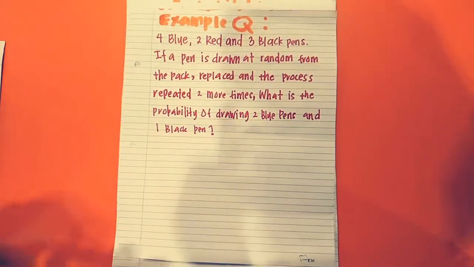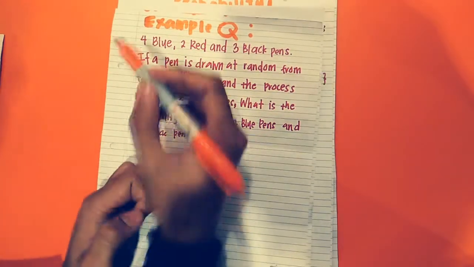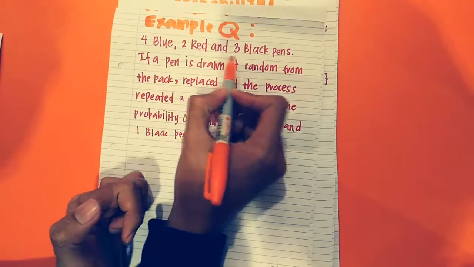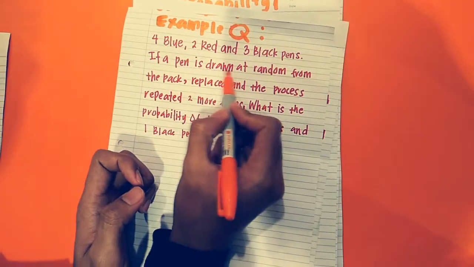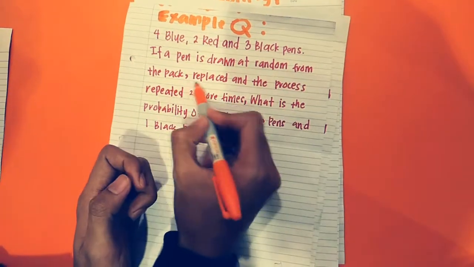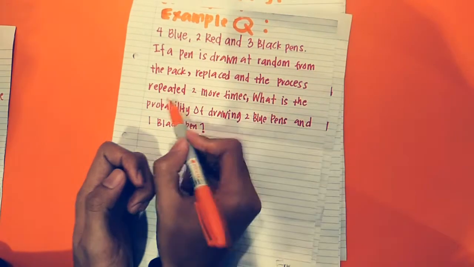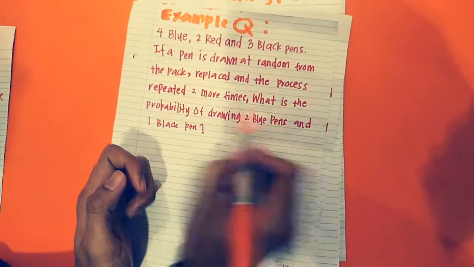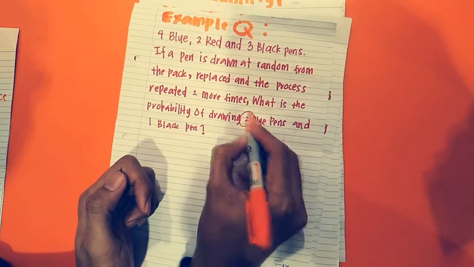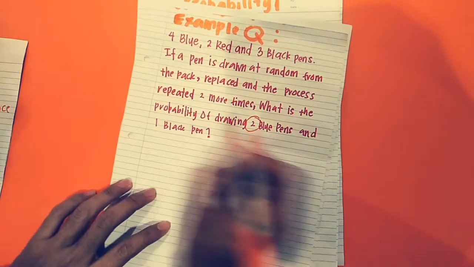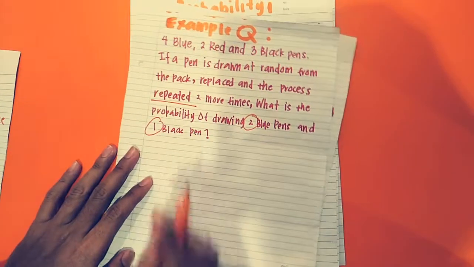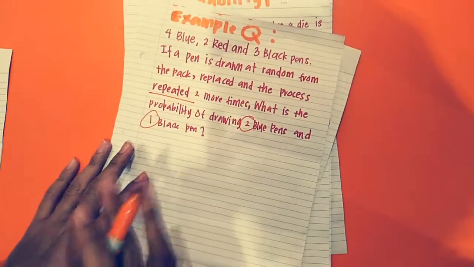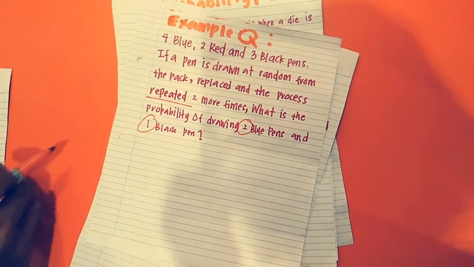The first probability question states that there are 4 blue, 2 red, and 3 black pens. If a pen is drawn at random from the pack, replaced, and the process repeated 2 more times, what is the probability of drawing 2 blue pens and 1 black pen? The keyword here is repeated. Repeated means this is an independent event.